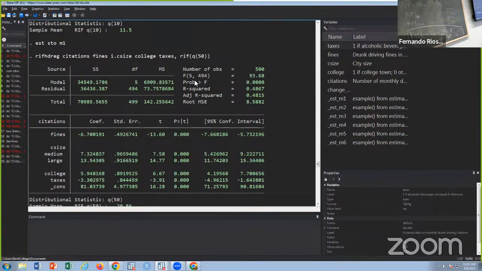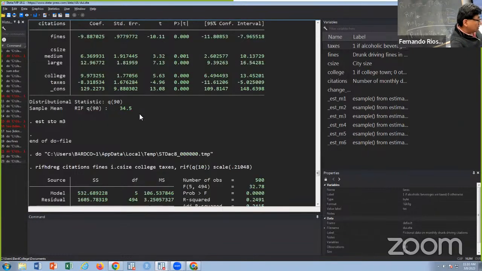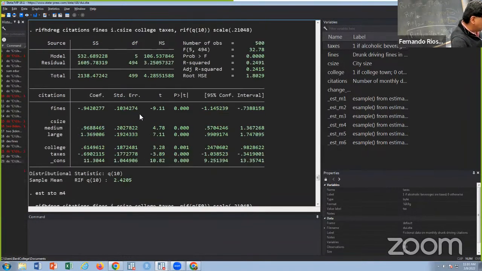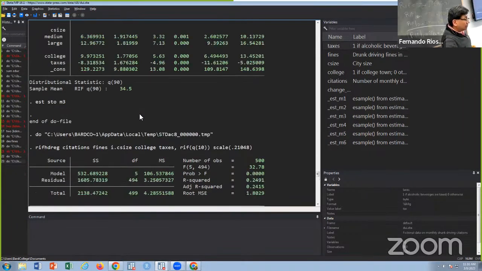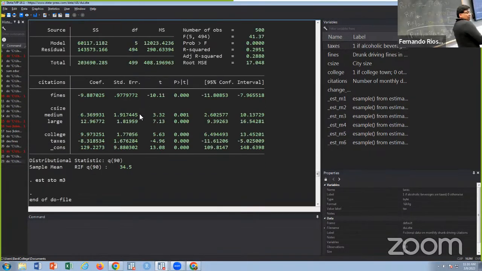Well, let's say 13 approximately. So again, a decline for the 90th as well, and it's going to be on 9 points, from 34 to 25. So in all the cases, it seems that there is going to be a contraction of the distribution for almost everybody. Now that is for the case of fines.